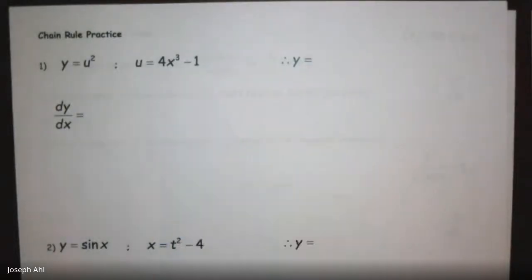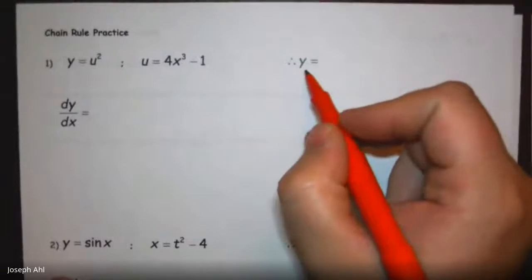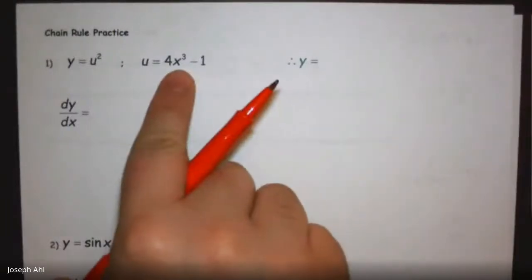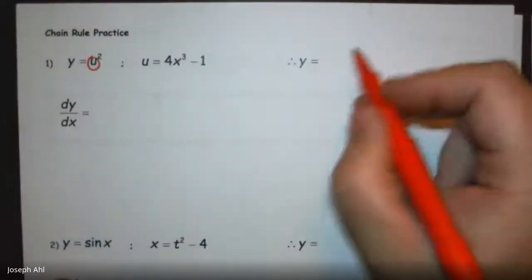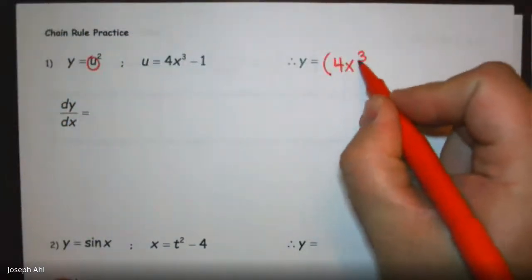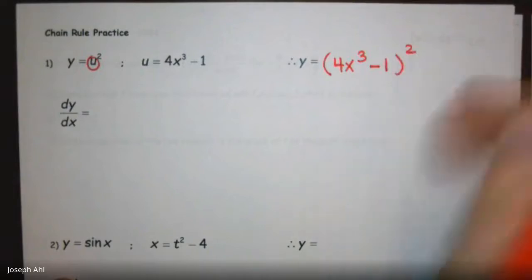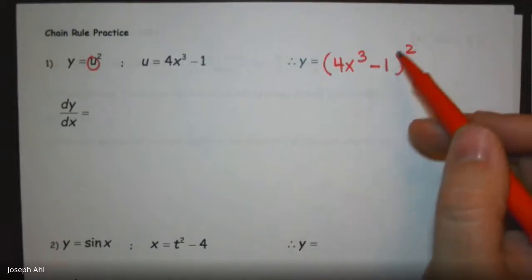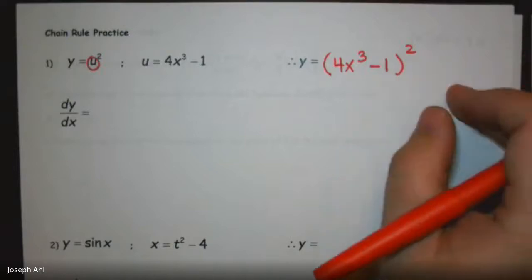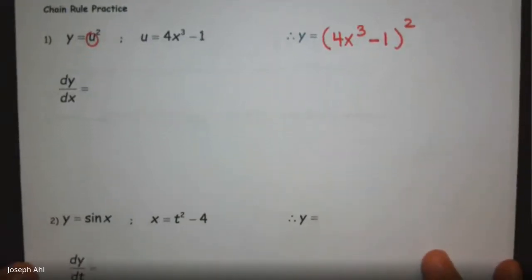So in order to calculate the derivative here, first and foremost, what is y equal to? Well, since u equals 4x cubed minus 1, I can replace it right here and say that we have (4x cubed minus 1) squared. And we actually have other ways of finding this derivative. I can definitely square this quantity, expand that out, and use the power rule to find the derivative there.